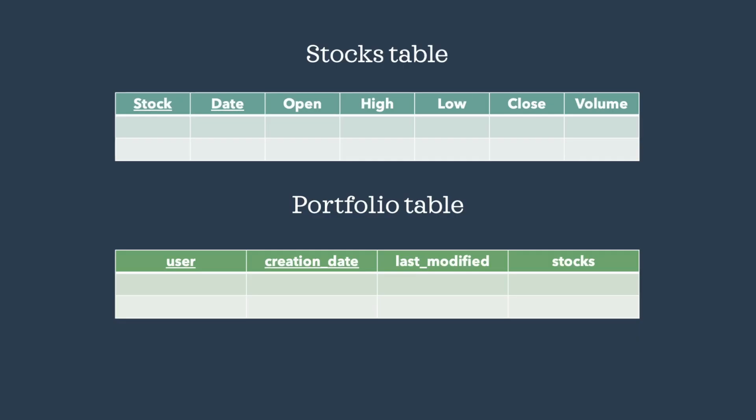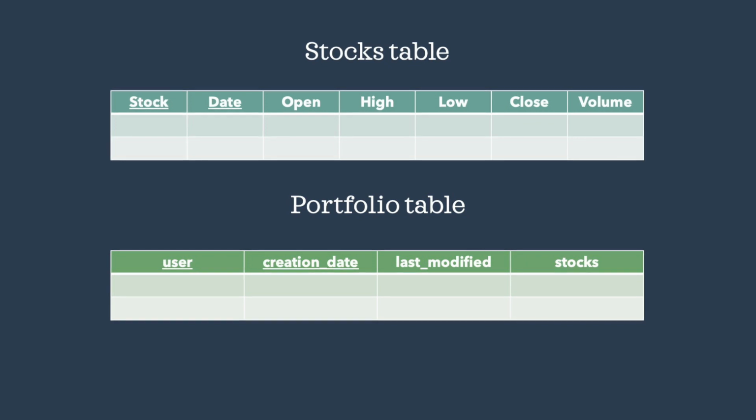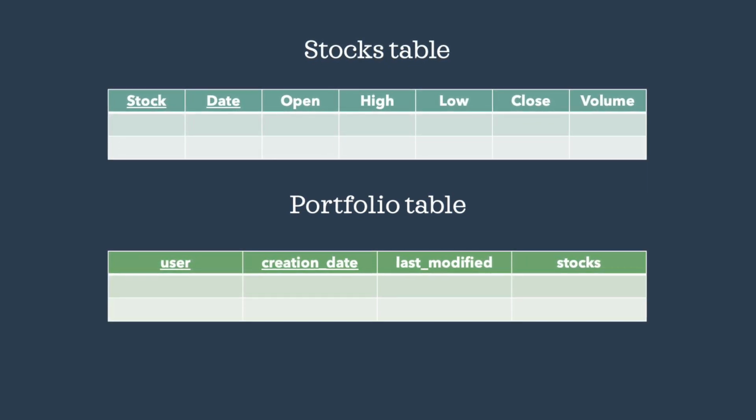Now we are going to talk about how data tables were loaded. We connected to the MySQL database using the PyMySQL library and created a stock table. The stock table has columns including stock, date, open, high, low, close, and volume. We defined date and stock as a primary key.